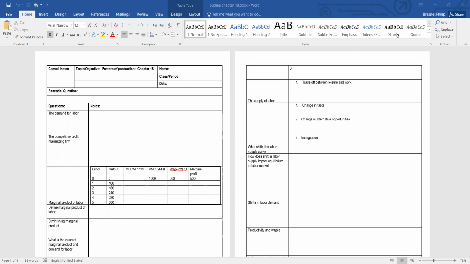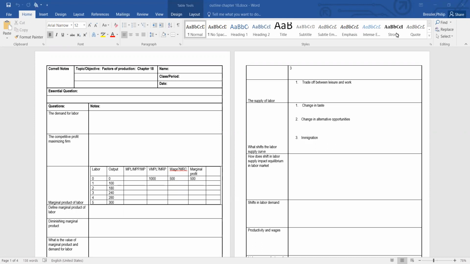The demand for labor is derived. We call that derived demand. So the demand for labor comes from the products they help make. Therefore, the demand for pizza makers has to do with how many pizzas you sell. The demand for cheese has to do with how many pizzas you sell. The demand for assembly line workers is how many cars you sell.